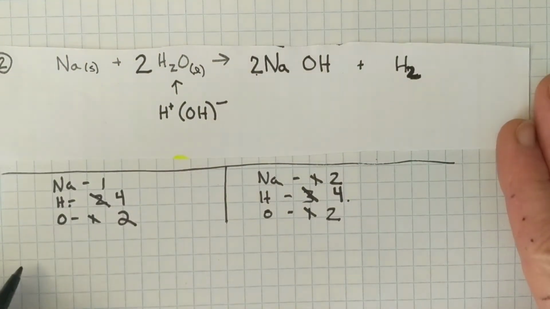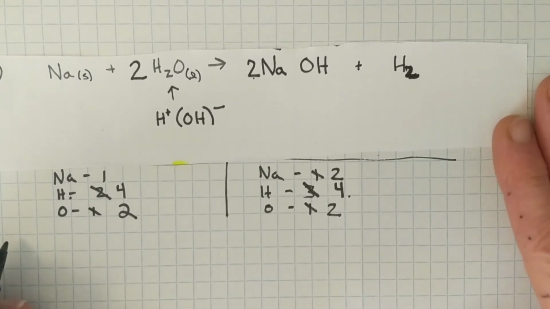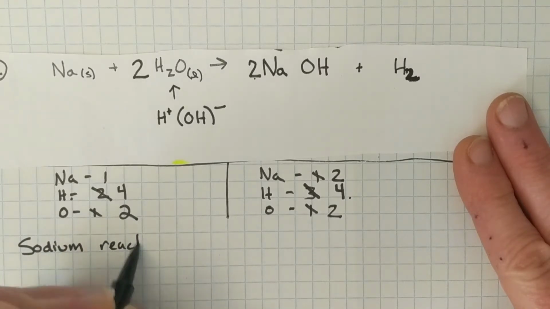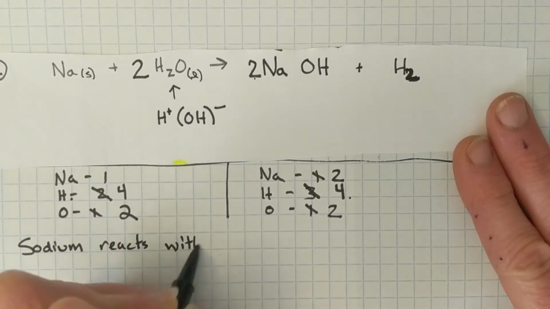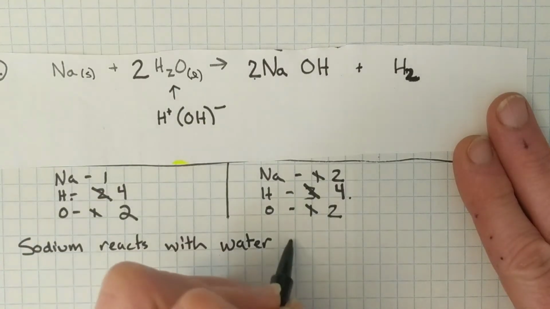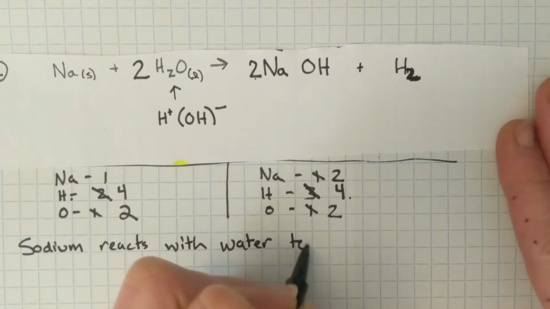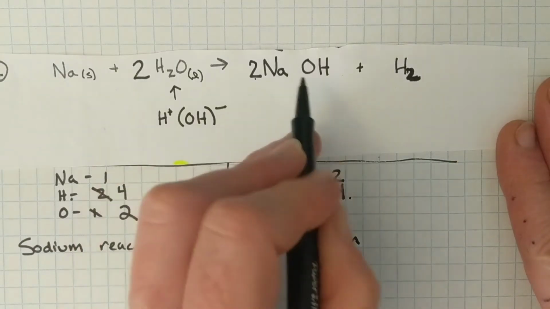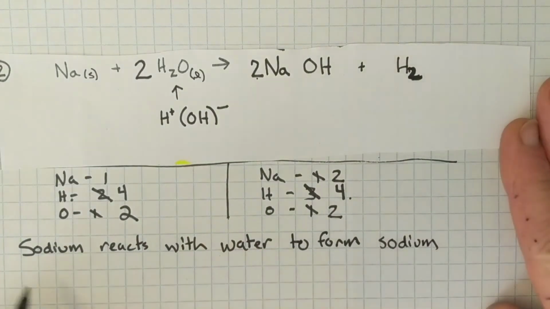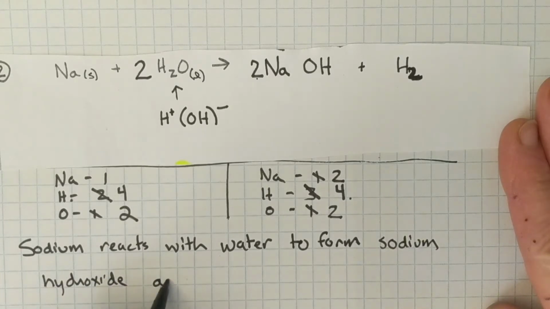So the word equation for this, because we will be writing some word equations, is sodium reacts with, and you can use water, to form sodium hydroxide and hydrogen gas. Or you could just say hydrogen.